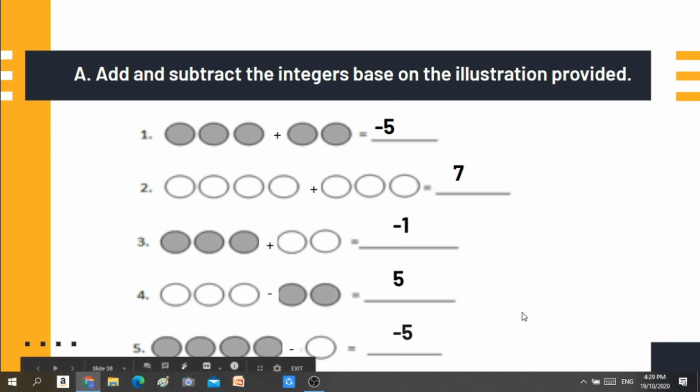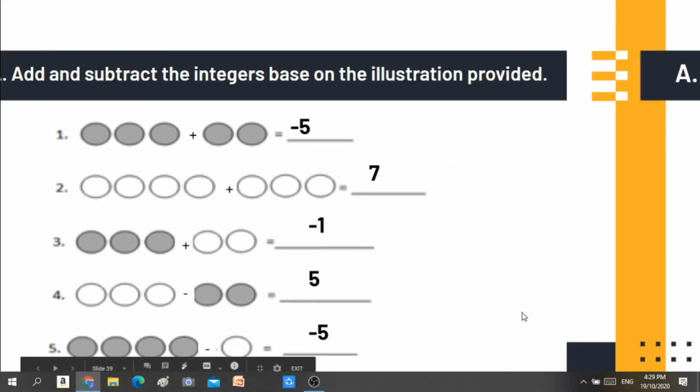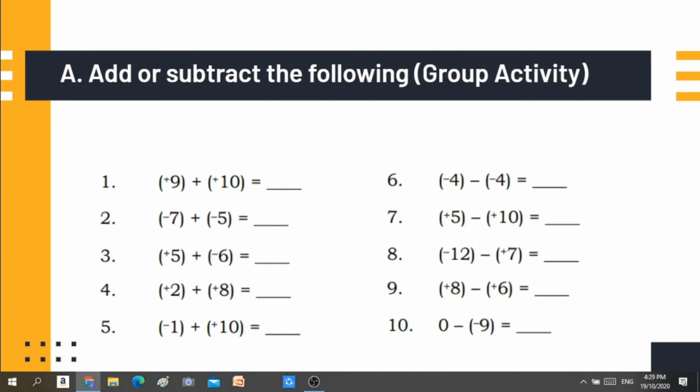Okay? So it's your turn. You need to answer your e-face on your modules. Okay? Meron tayong addition and subtraction. So ito yung dalawang yan. So kailangan nyo gawin.